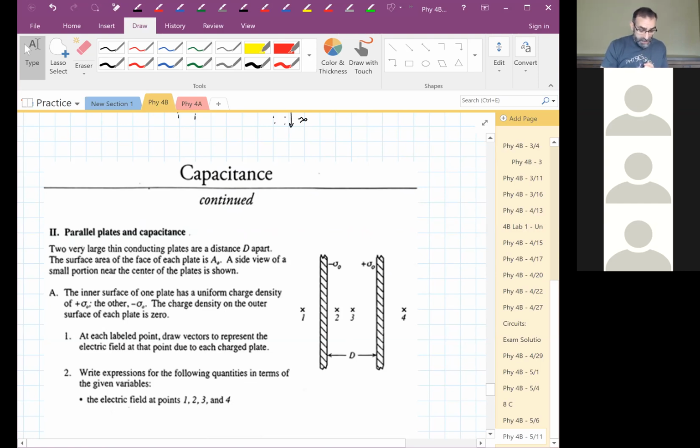All right, so here's our situation. We've got these two large conducting plates, a distance d apart, and we know that the charges all attract to the innermost surfaces, right? You're going to draw a vector to represent the electric field at each one of these points, 1, 2, 3, and 4. So the electric field at each point.